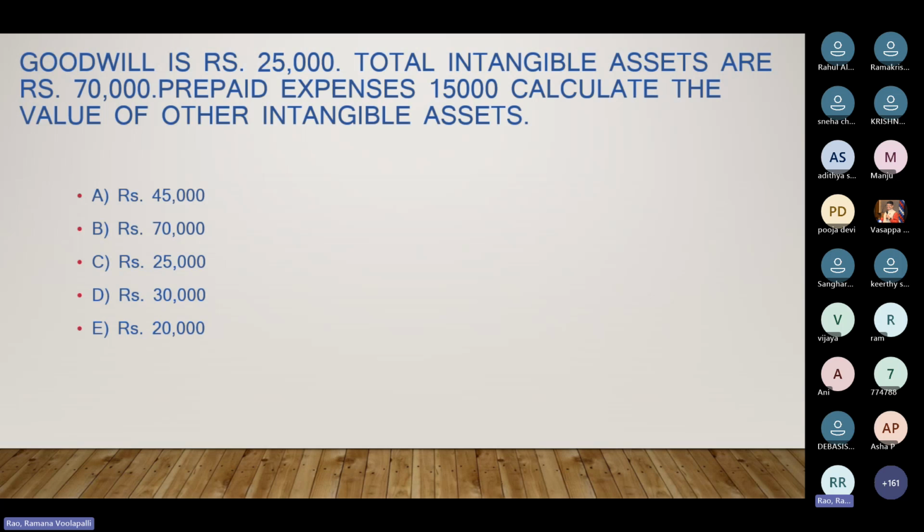Kindly see. What is the goodwill? 25,000. What is the total intangible asset? 70,000. It means goodwill is included. So 70 minus 25. Answer is 70 minus 25. Then it will become total intangible assets. Okay. So A is the answer.